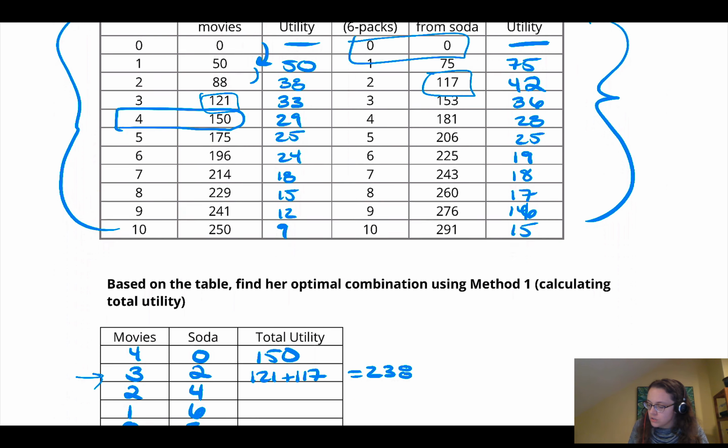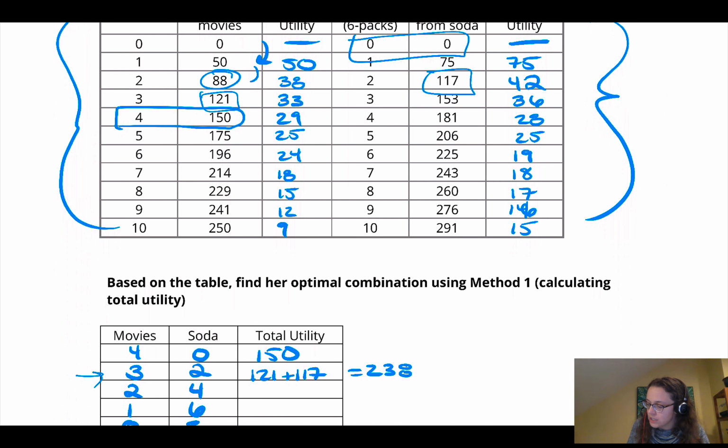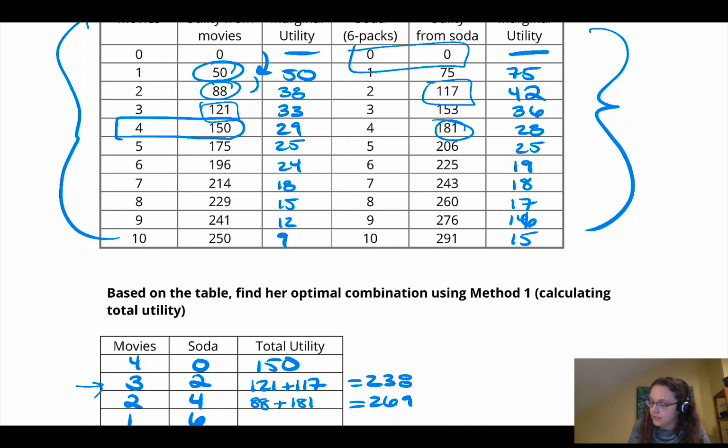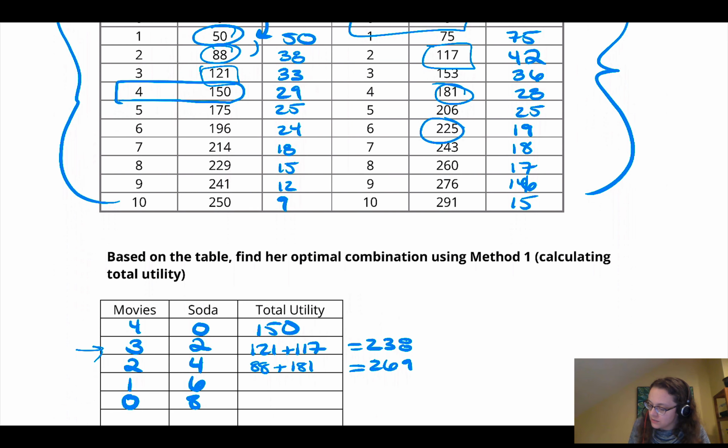Now, what if she does 2 movies and 4 sodas? Well, then she gets 88 and 181. 88 plus 181. So if she does that, that's 269. Even better. Now, what if she does 1 movie and 6 sodas? So she's really got a lot of sugar. She gets 50 from the movies. She gets 225 from the sodas.